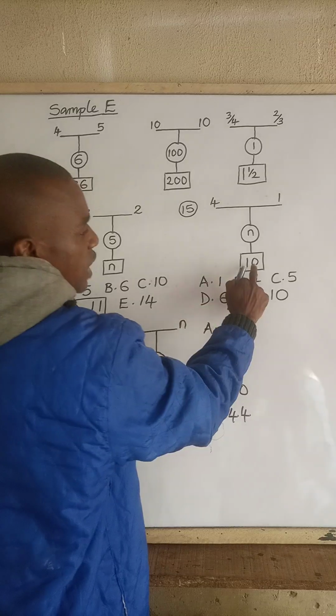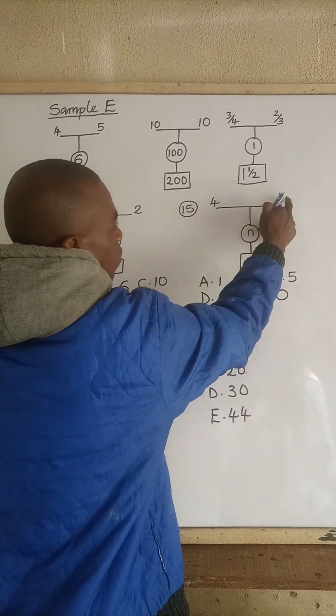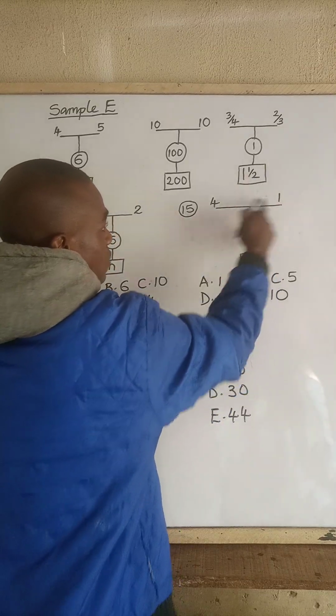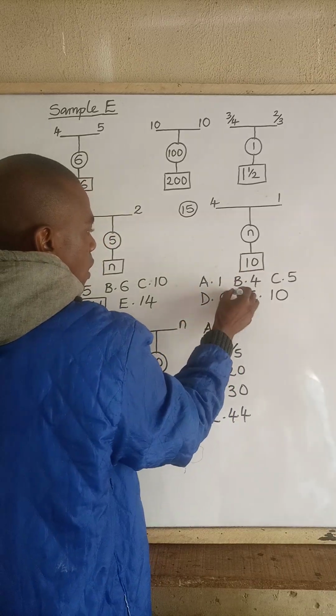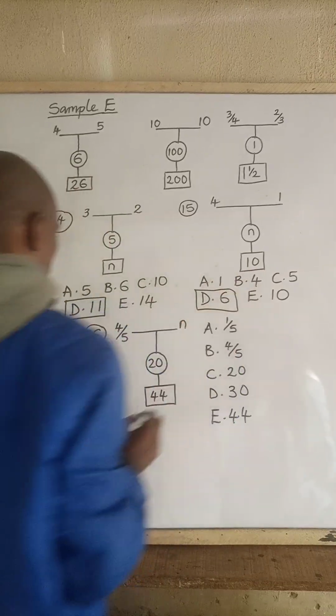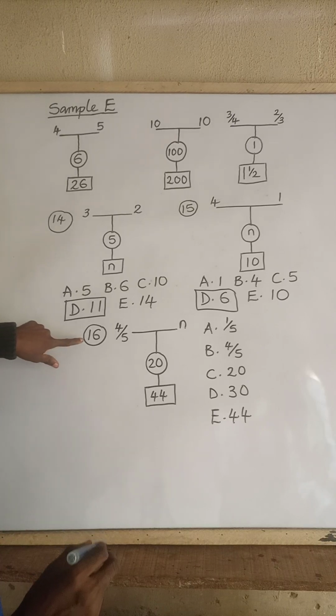In 15, what we have here is 10. Now, 4 times 1 is 4. 10 minus 4, it will give us what? 6. Option D. We move to sample question number 16.